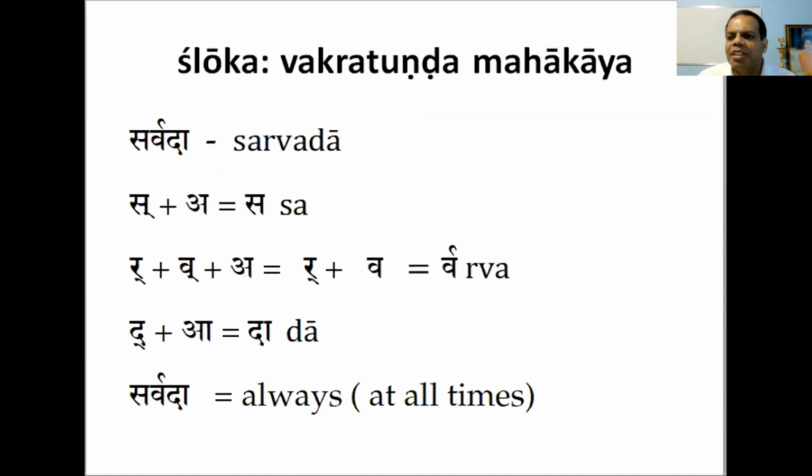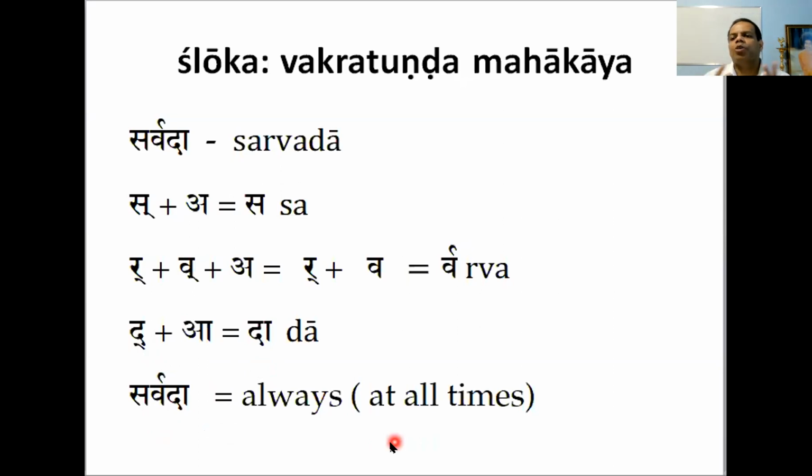The last word in the shloka is sarvada. Is plus a is sa. The next one is a compound consonant. Ir, uv, a, irva. I think we have already looked at it. The last letter is id plus a, which is a longer akara, which is da. Sarvada. That means always, at all times.